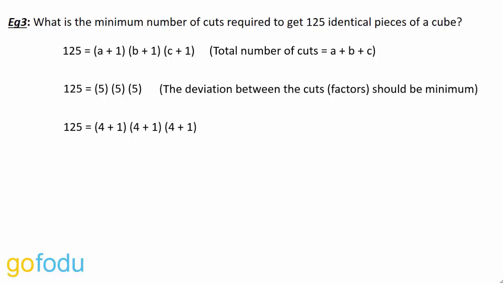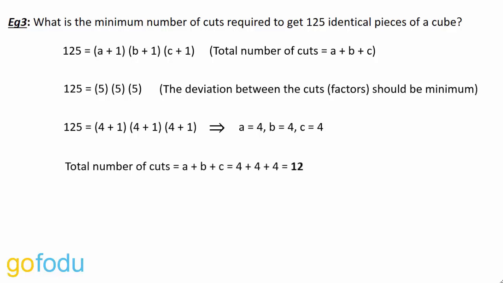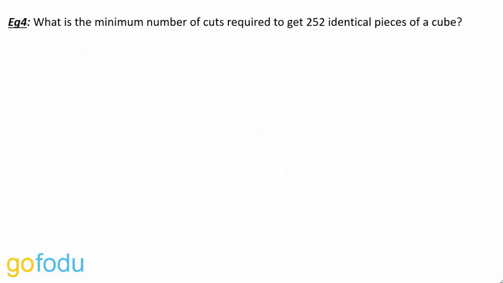Now, compare this with the first equation. We get A, B and C equal to 4. Total number of cuts will be A plus B plus C, that is 4 plus 4 plus 4, which is equal to 12. Let's take an example where the number of identical pieces given is not a perfect cube.